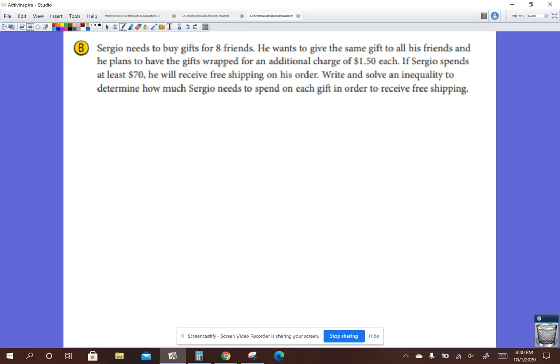Write and solve an inequality to determine how much Sergio needs to spend on each gift in order to receive the free shipping. All right, let's set this up. I'm going to order for 8 people, my 8 friends, and it's going to be the gift, the amount of the gift. So I'm going to have to multiply the eight people times the amount of the gift, whatever the gift costs, plus an additional $1.50 because I want to wrap it up really nicely. And if I want to spend at least $70, so whatever this money is here, the total, we can write the total.